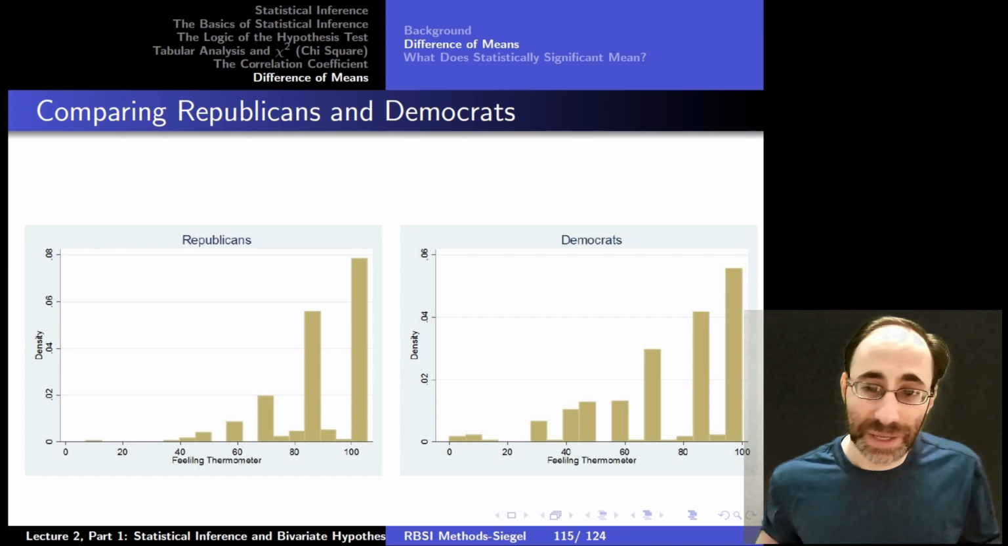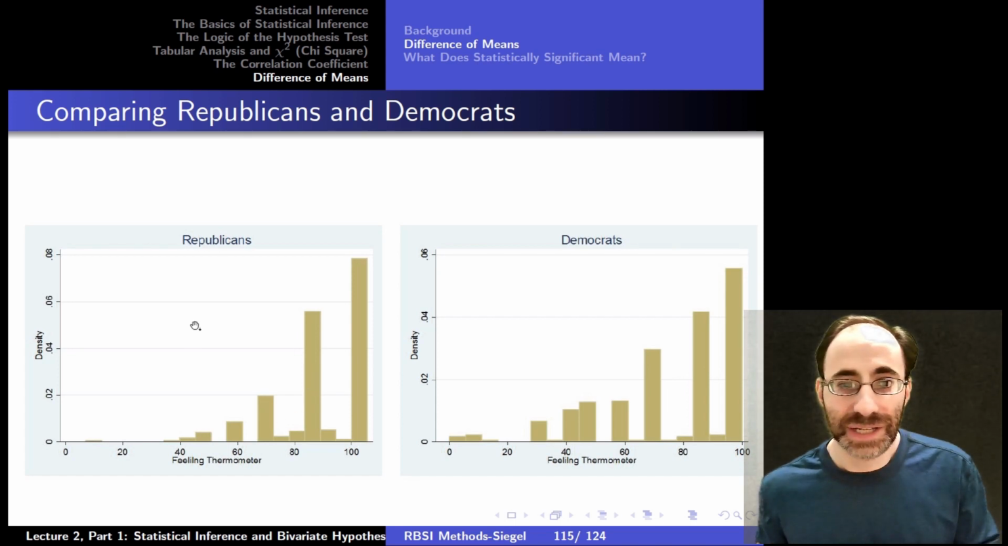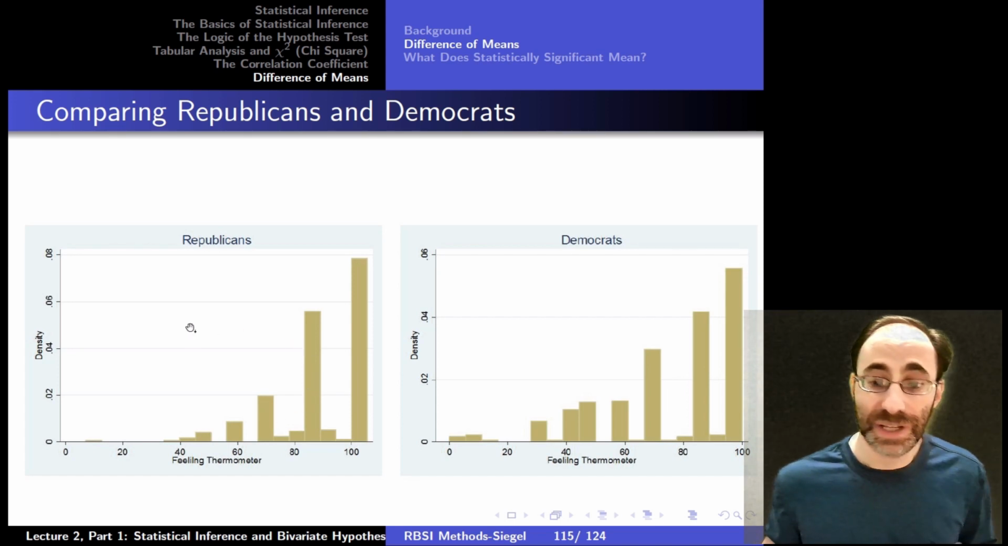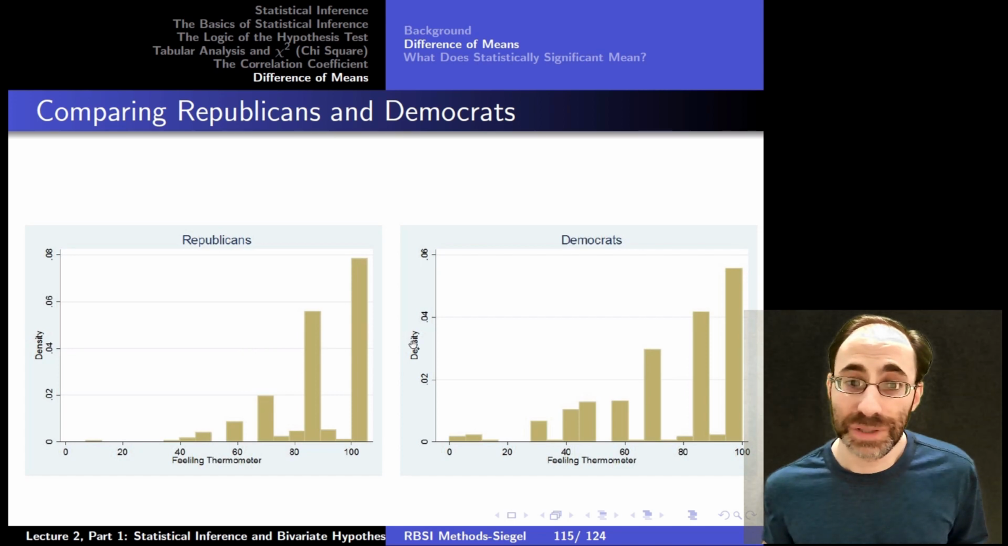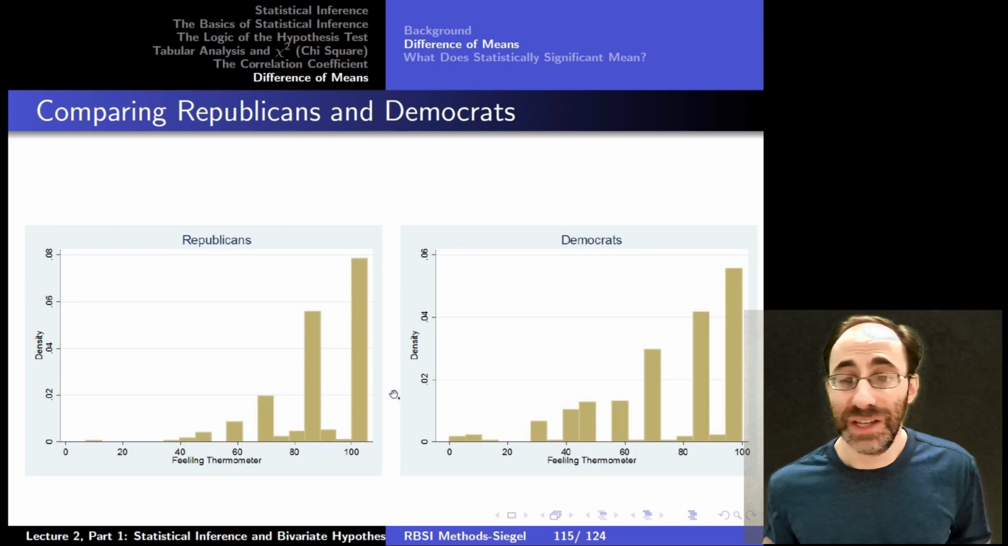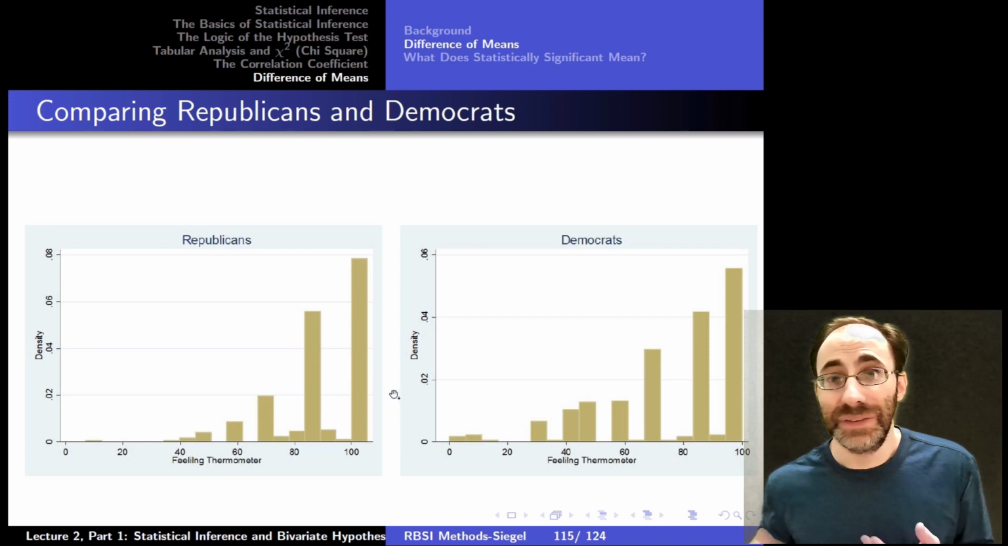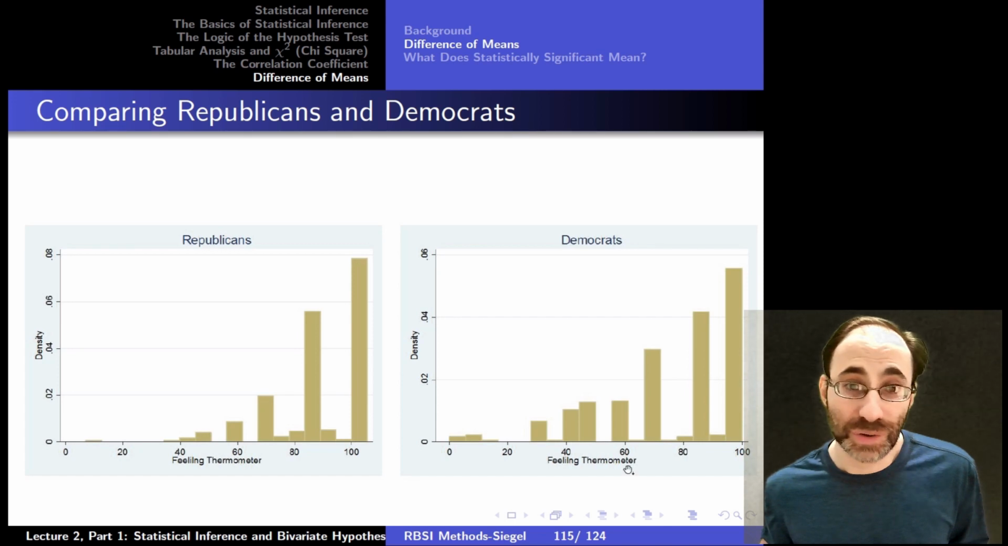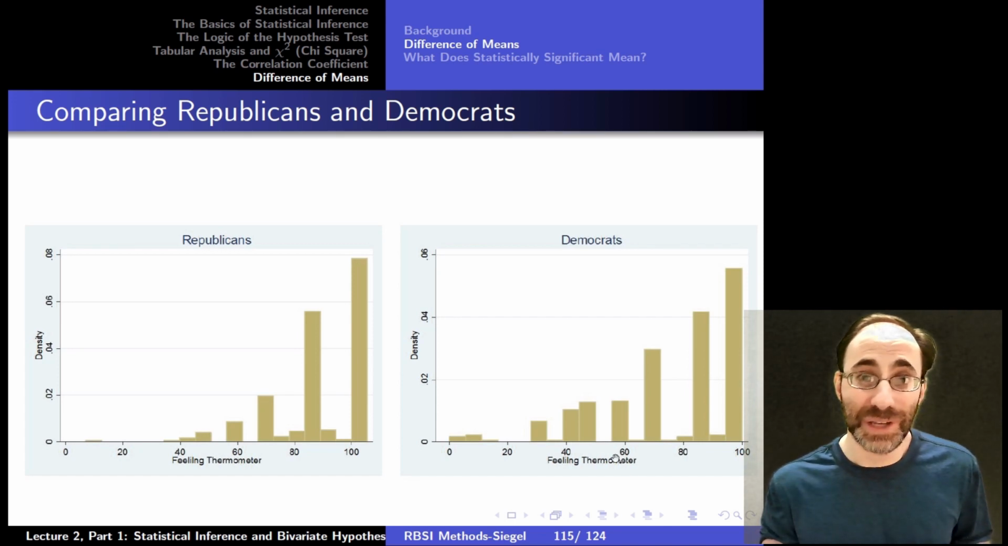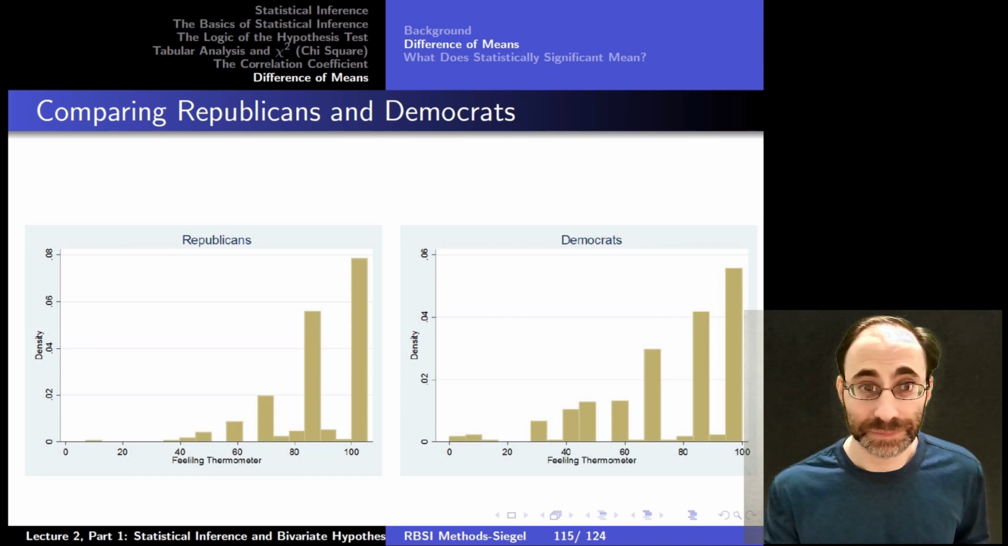Okay. Here are the data. I'll get back to this at the end, but you can just get a sense. It's always good to plot your data ahead of time. And here's a histogram of the data for the two different groups, feeling thermometers for Republicans and for Democrats. These are histograms, so the y-axis is the relative frequency that each individual feeling thermometer score was observed in that particular subgroup in the data.